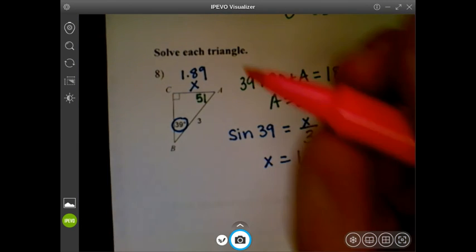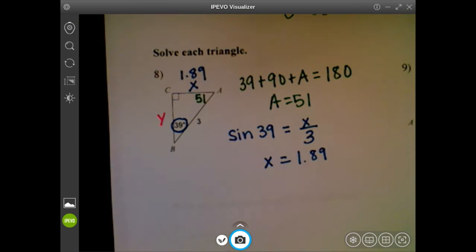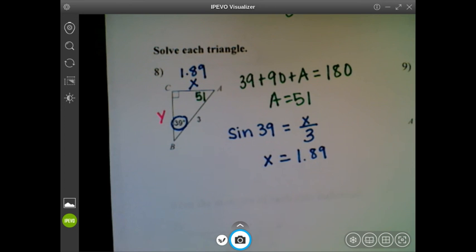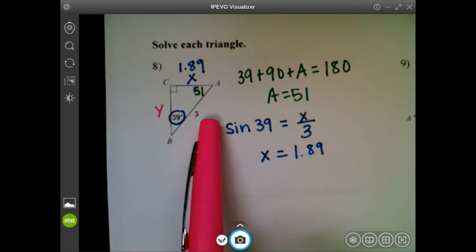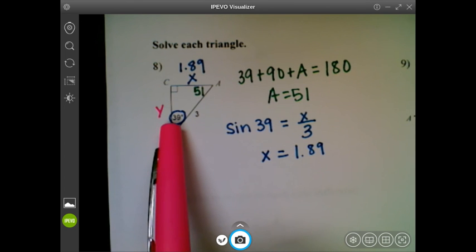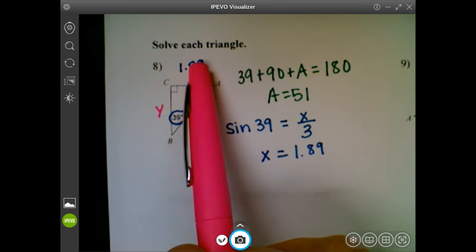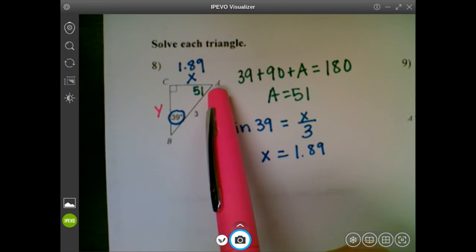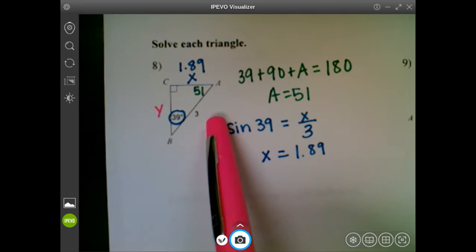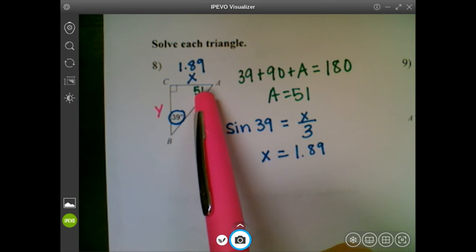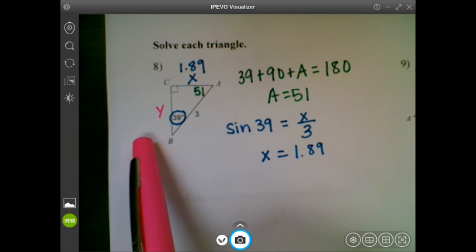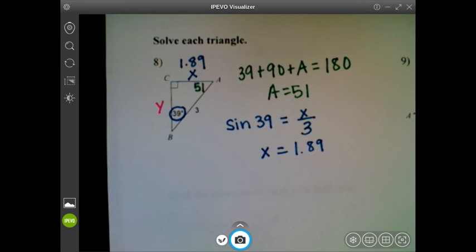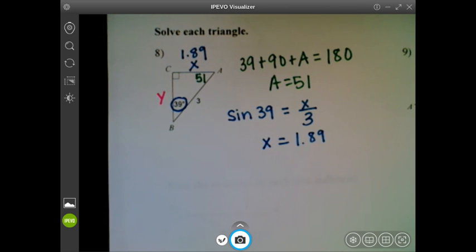All right, and last but not least, we need to solve for this other side, side Y. I'm just going to label it Y so it's different and I have an actual variable for it. There's tons of ways you can do this. You can use the 39 and use cosine. You could use the 39 and use tangent and use this number to do a tangent. You could use the 51 and do a sine of 51. Or you could use the 51 and do a tangent. Or, because you have two sides and you're missing the third, you could use the Pythagorean theorem. Completely up to you. I actually think Pythagorean theorem is the hardest here.